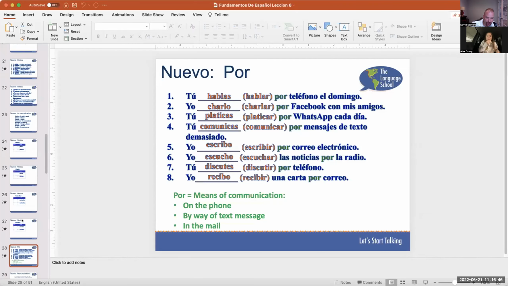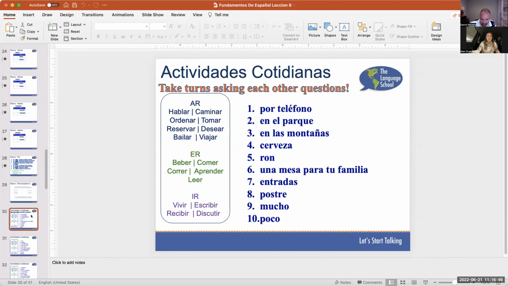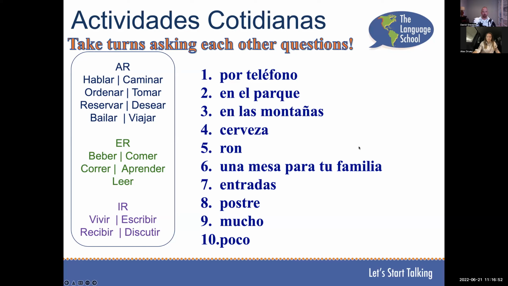We can skip this activity. We actually don't need to do this one. Okay. But now let's go into these questions. So now I want you to ask me questions here. Recibes por teléfono. Remember, recibir means do you receive or do you get something? So to receive something on the telephone doesn't make a lot of sense. What can you do on the phone?